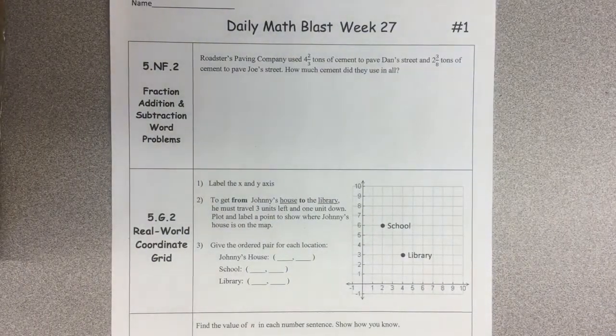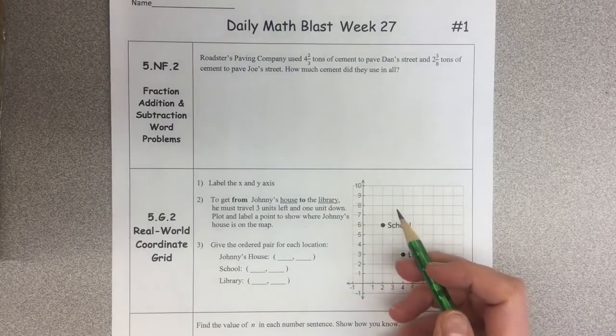Math Blast 27. Fraction addition and subtraction word problems. Roadsters Paving Company used 4 2/3 tons of cement to pave Dan's street and 2 3/8 tons of cement to pave Joe's street. How much cement did they use in all?